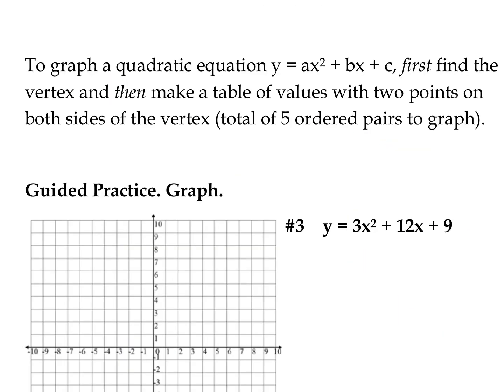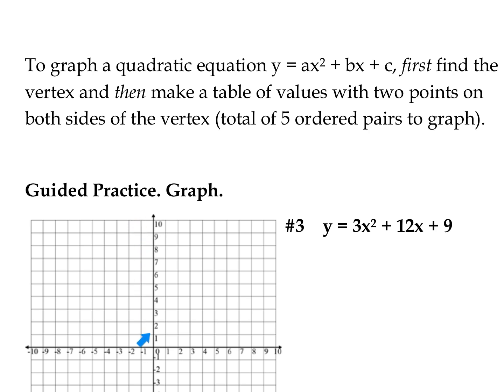So after we get that axis of symmetry and vertex, now we want to make a table of values. We want to have 2 points on either side of that axis of symmetry. So when we didn't have a b value, we just used negative 2, negative 1, 0, 1, and 2 because our axis of symmetry was always at x equals 0.